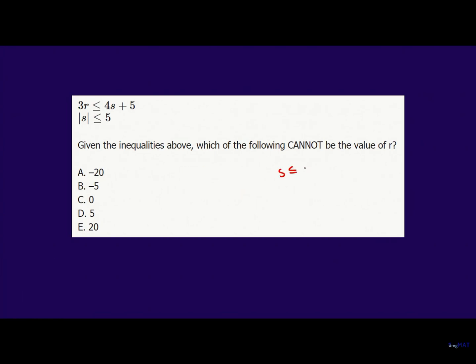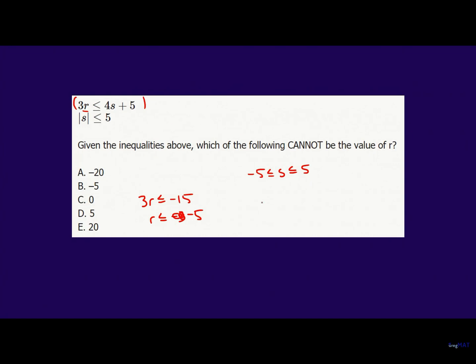Do you agree that it's going to be 5 and -5? Yeah. So plug these s values into this equation at the top, and that'll allow you to find r, right? Okay, so we do 3r. Which one do you want to plug in first, -5 or 5? -5. So that would be -20 plus 5, -15. Agree? Yes. So r is less than or equal to -5. Exactly. Okay, so far so good?